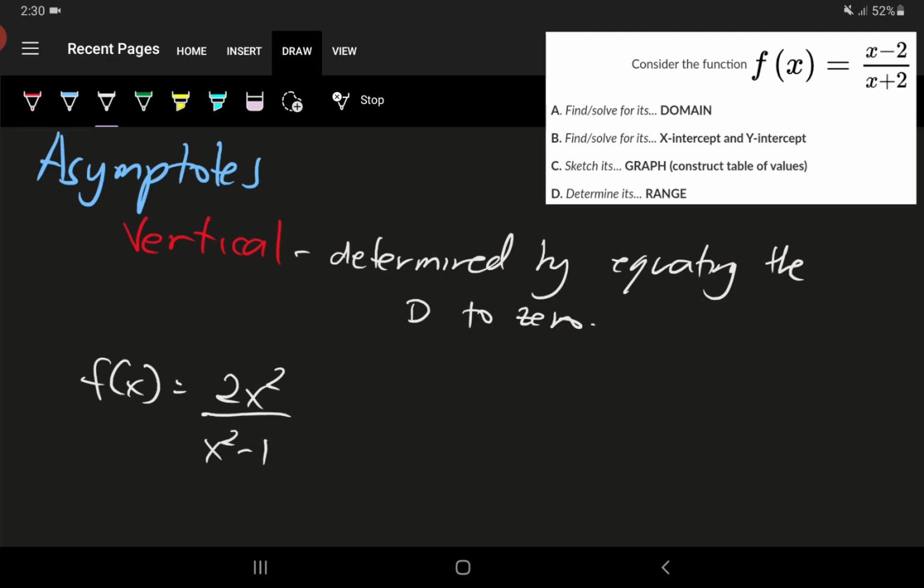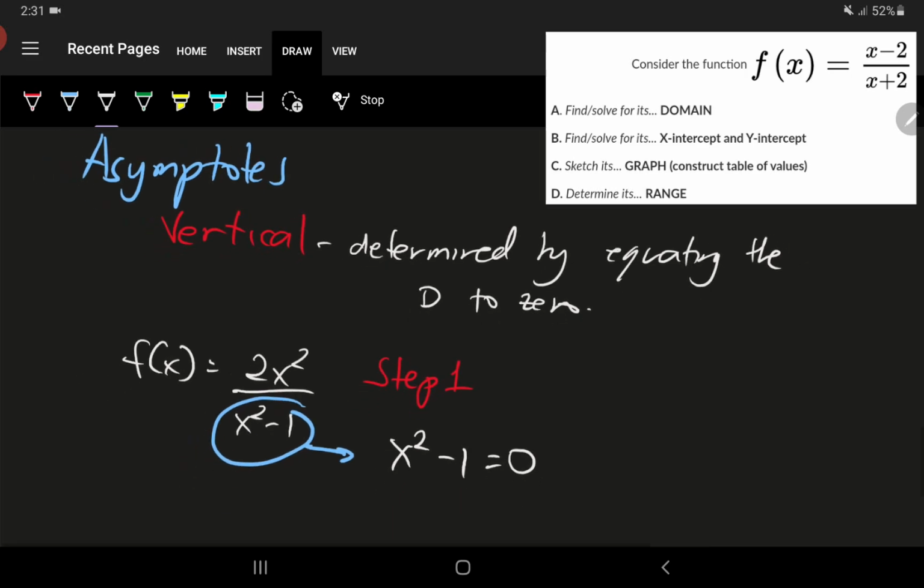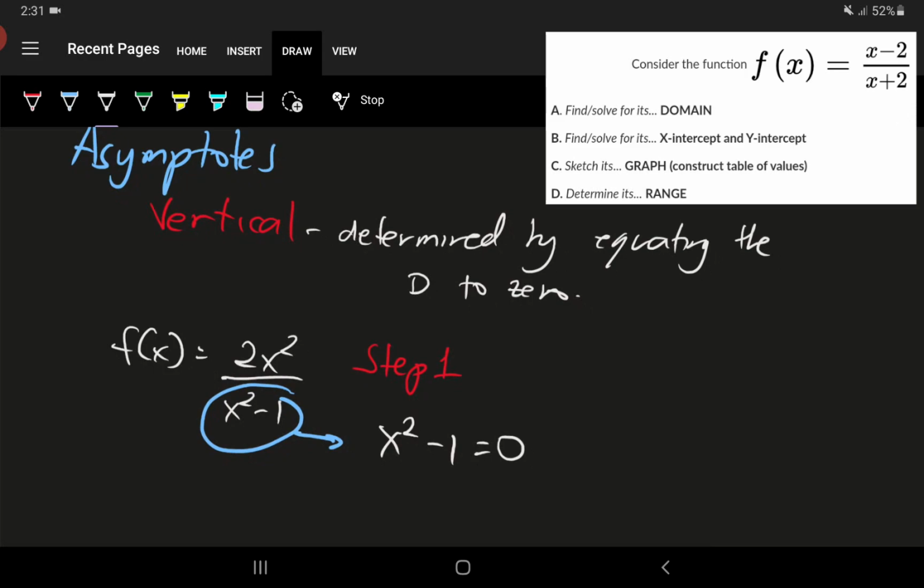So again, step number one, dear students. According to our definition, we need to equate the denominator equal to 0. So that means, if we have this given function, kunin natin yung denominator. Therefore, we have x squared minus 1, and let's equate this one to 0. So x squared minus 1 is equal to 0. And after that, since we have this quadratic equation, just solve for its roots. And those roots, or solutions, will serve as our asymptotes.